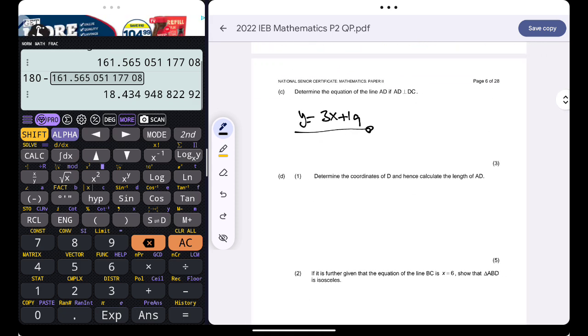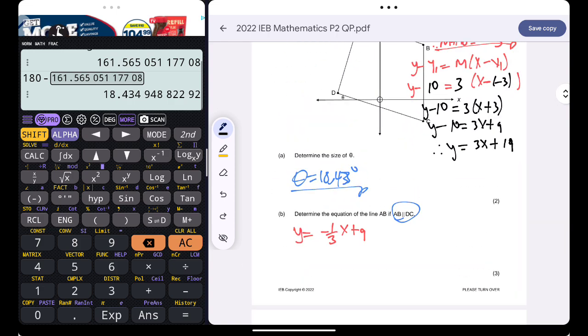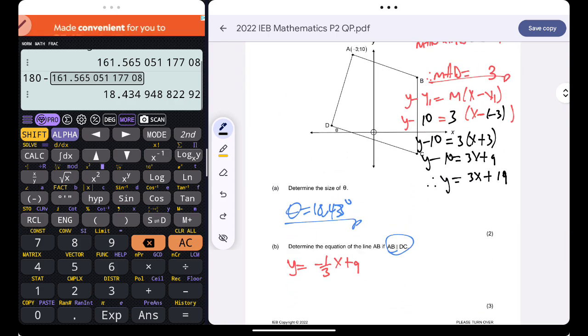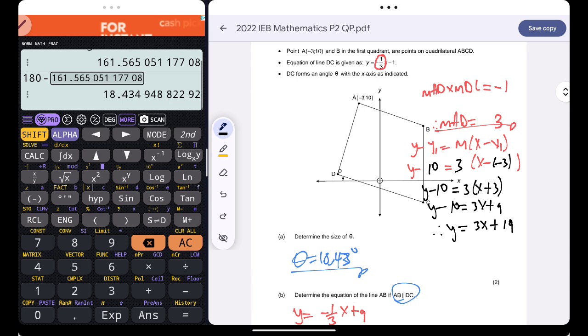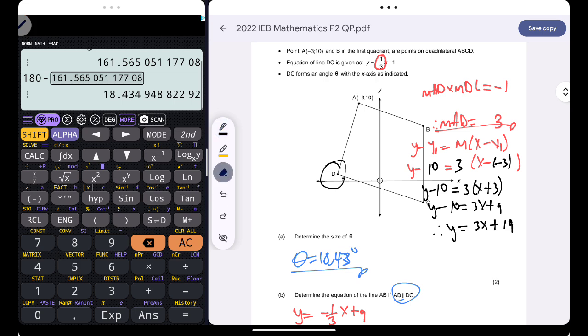Okay. I'm asked to determine the coordinates of D, and hence find the length of AD. How can I find the coordinates of D? D is the point of intersection between line AD and line DC. If I can equate those two lines to find the point of intersection, I can therefore find the coordinates of D. Remember that I just calculated the equation of AD there. So I can simply take that equation.